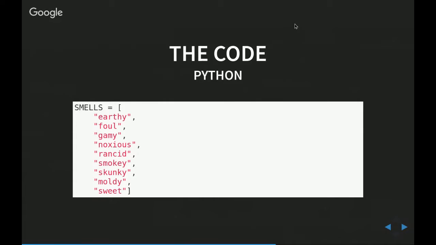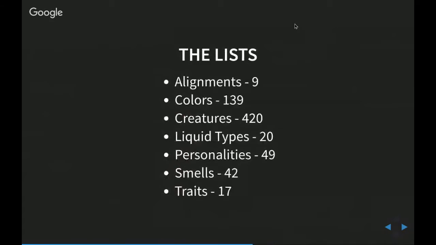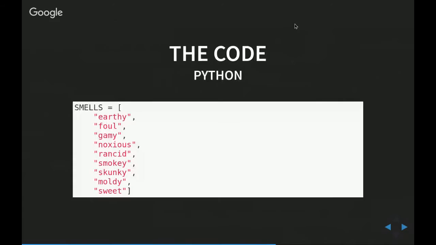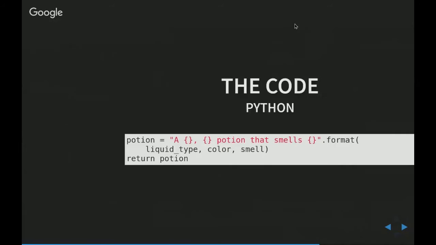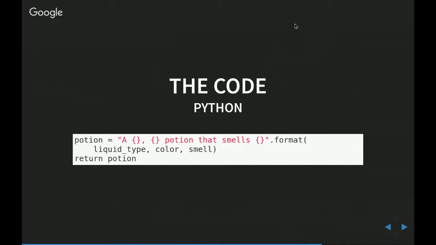So here's some Python code to give you an idea of how it works. First of all, we've got, just as an example, a list of smells. This is truncated because, as you saw in the previous slide, in reality, I have 42 different smells in this machine. In this list, we've got quite a bit fewer. So you just make yourself a list. We import random, and then we start choosing randomly from those lists. So we select ourselves a color, a liquid type, and a smell. And then we just format a string like so, and input our randomly selected color, liquid, and smell, and then return a potion.